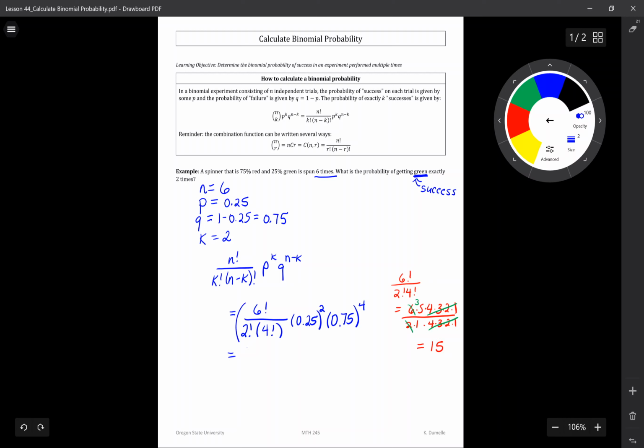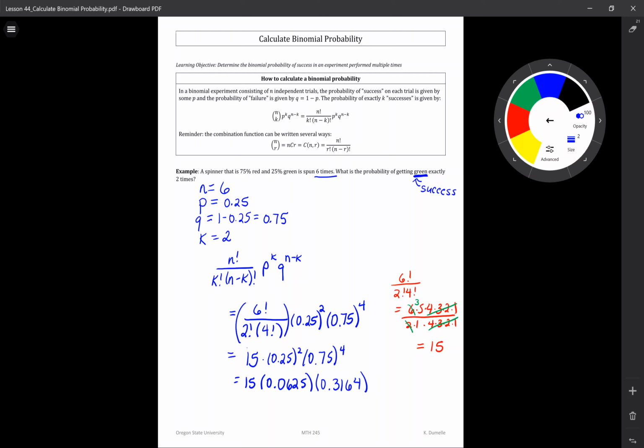So this number here becomes 15, and then I'm left with 0.25 squared times 0.75 to the power of 4. So 0.25 squared is equal to 0.0625, and 0.75 to the power of 4 is equal to 0.3164.